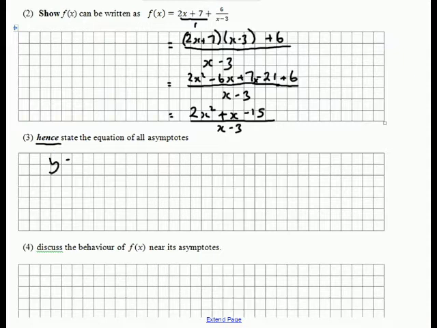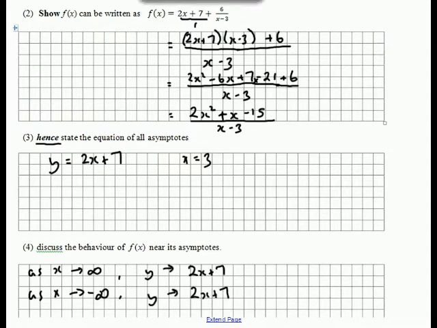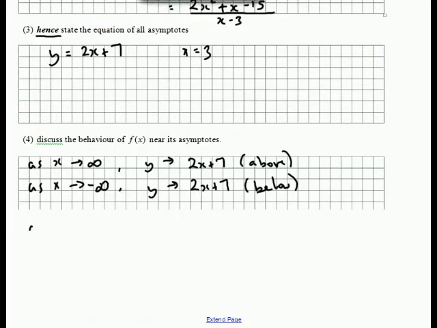So now we have an oblique asymptote, y equals 2x plus 7, and the vertical asymptote will be x equals 3. So discussing the behaviour, you could put that into the calculator, and what you will find as x approaches infinity, as x approaches negative infinity, y will approach the oblique asymptote. Now for positive infinity, it will approach from above, and for negative infinity, from below. Then consider what happens as x approaches 3, the vertical asymptote, but we can do it from two directions. So we can do it from the left or from the right.